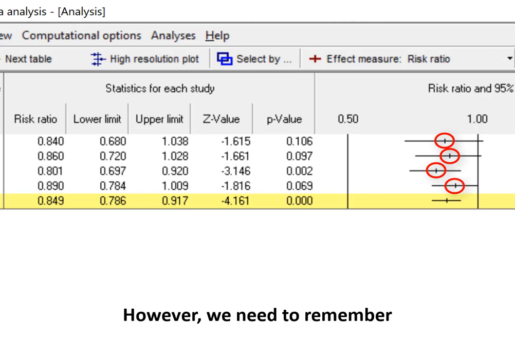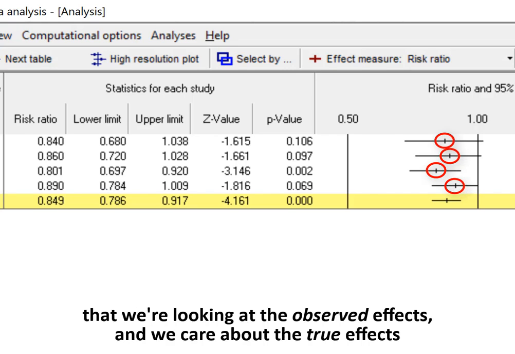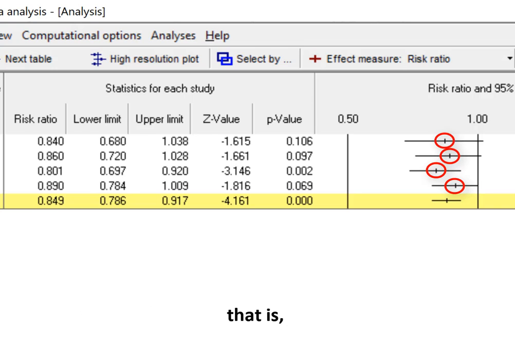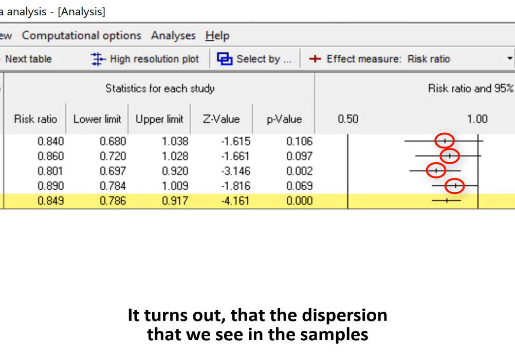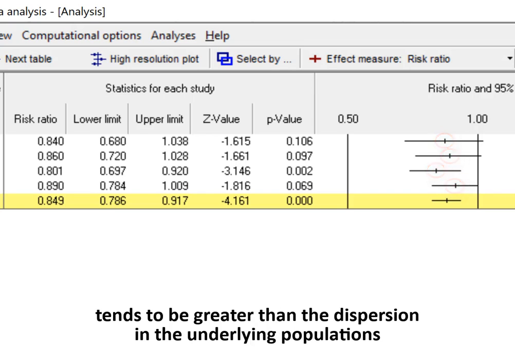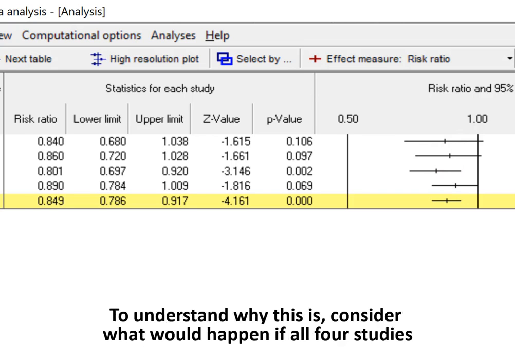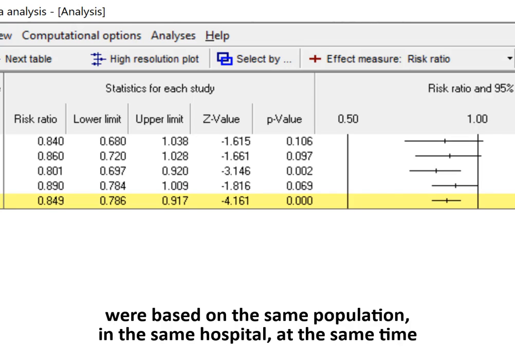However, we need to remember that we're looking at the observed effects, and we care about the true effects. That is, we're looking at the effect size in 4 samples, but we care about the effect size in 4 populations. It turns out that the dispersion that we see in the samples tends to be greater than the dispersion in the underlying populations. To understand why this is, consider what would happen if all 4 studies were based on the same population in the same hospital at the same time.